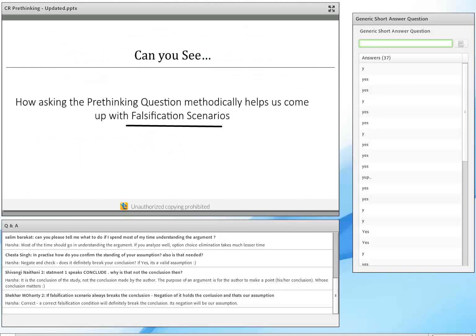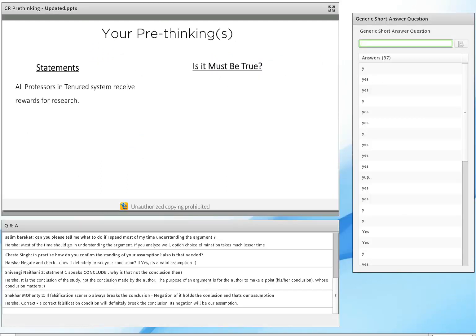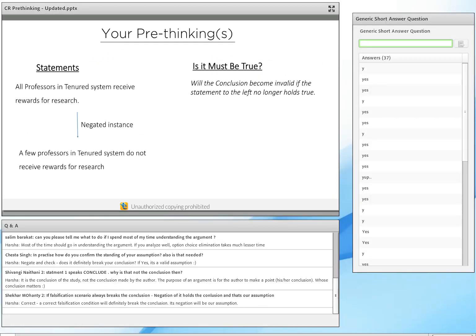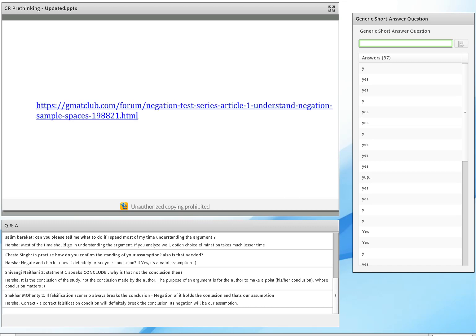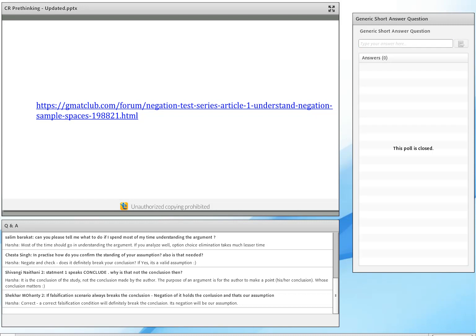Okay. Now, this was a pre-thinking question, and I'm going to quickly go through this over here. Now, for those of you who are asking for the negation article, you can go over here. I'm going to talk about timing. How many of you are concerned about timing when you see this and say, man, this seems to take a lot of time?